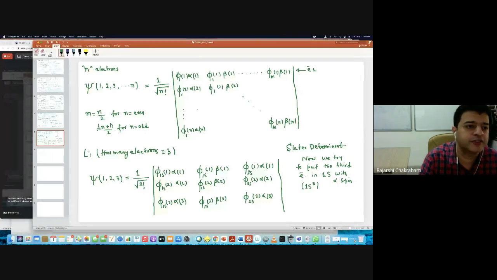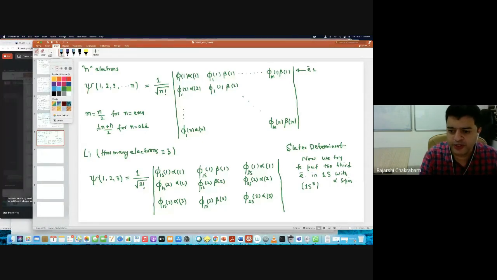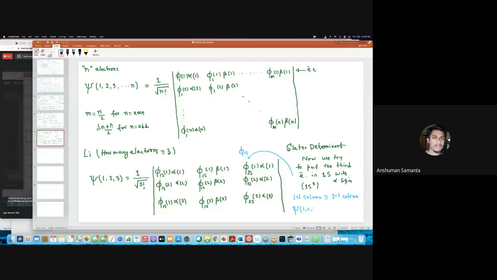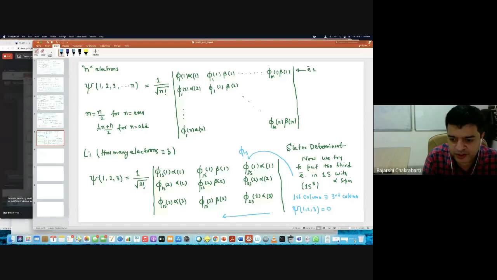So let me use a different color. If we try to do this, what is going to happen? Your phi 2s will now become phi 1s all throughout, isn't it? And then what is going to happen? The first and the third column will be identical. What will happen to the determinant? 0. So this state does not exist.